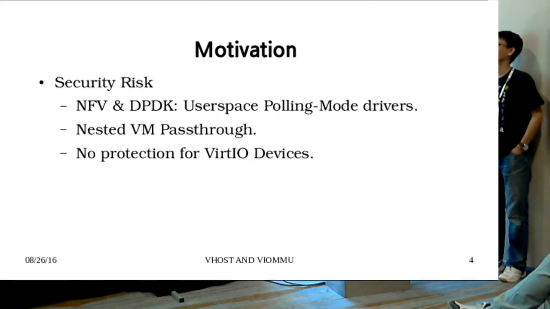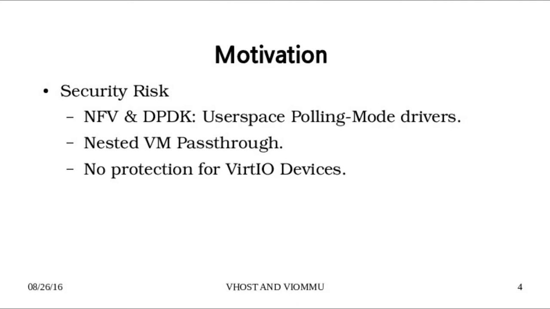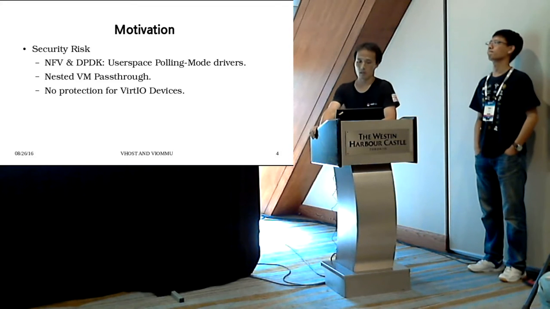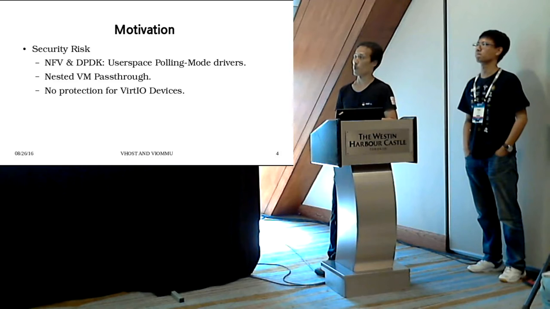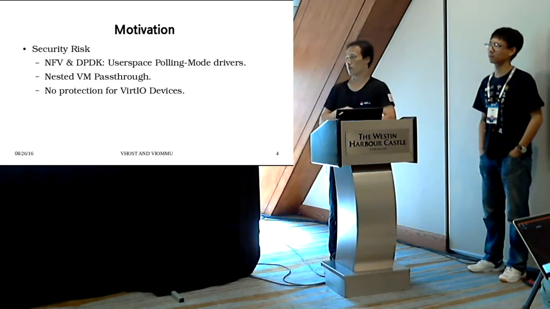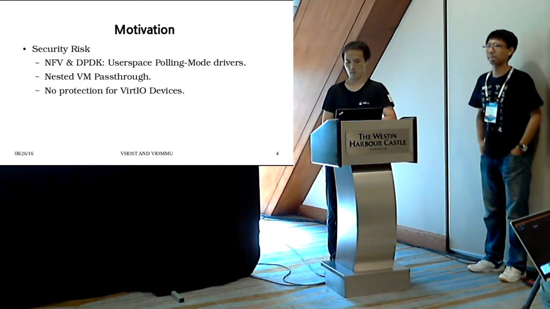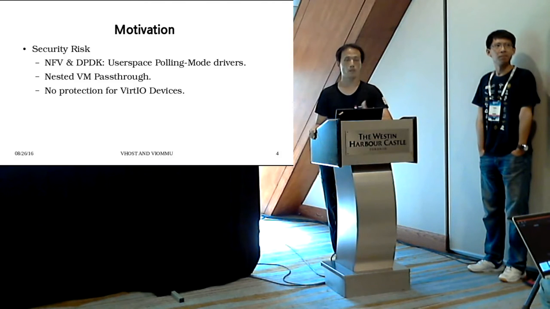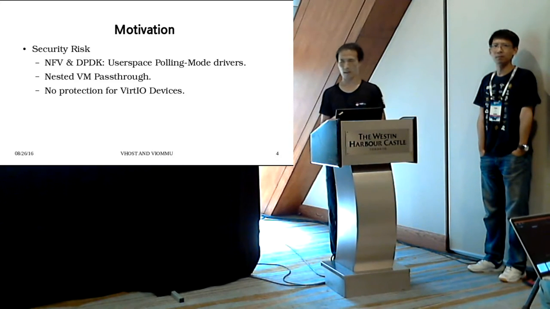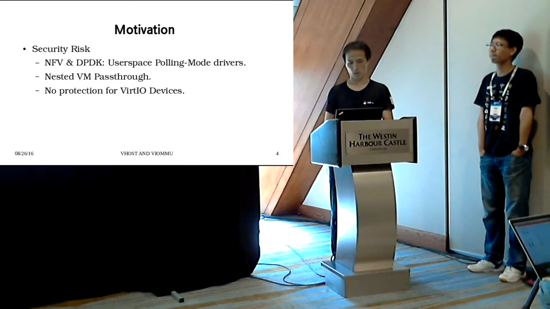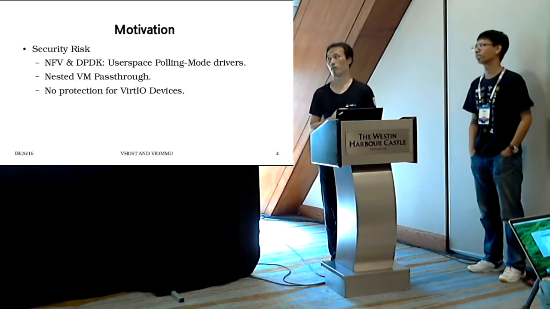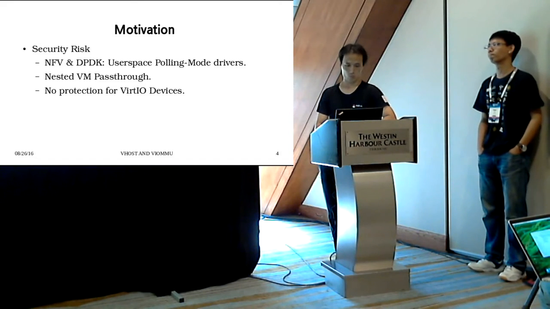The motivation behind that is quite straightforward. Of course, it's for security concerns, especially with the increasing popularity of NFV and DPDK in recent years. Normally, DPDK will use a user-space poll mode driver to utilize system resources, both CPU and memory. This targets performance-critical users who want both the highest performance and extremely low latency. In some usages, nested VM virtual device pass-through will also get involved, with security risk. But unfortunately, there is no protection right now for virtual devices. That's why we need a new model.